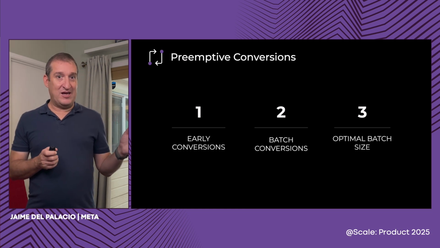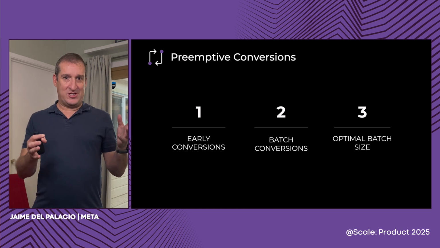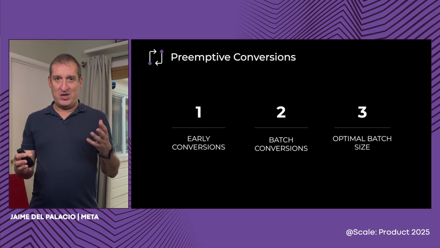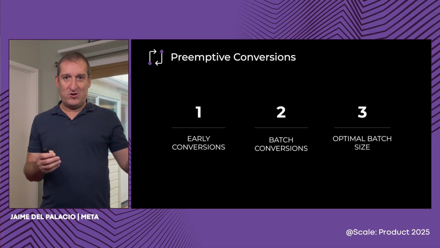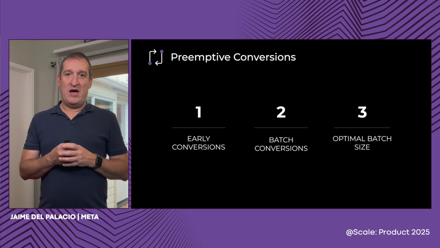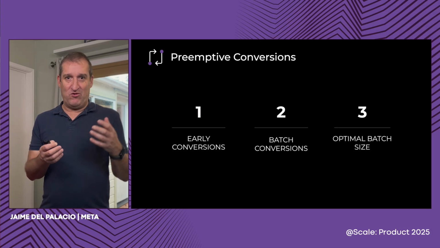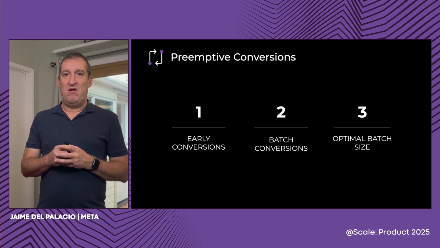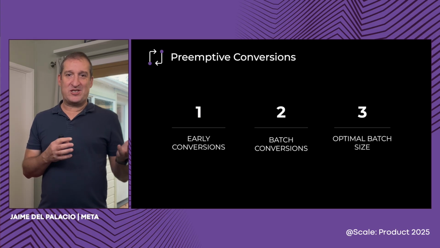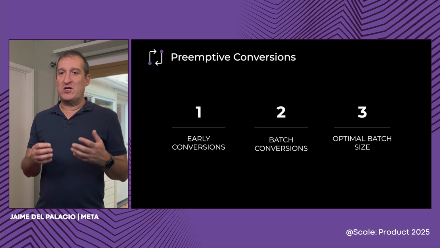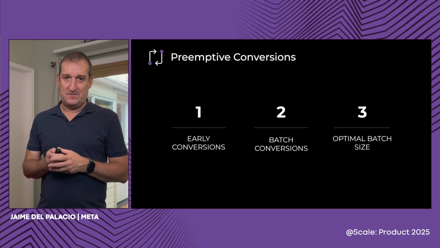Also, from the application, we requested videos in batches, multiple videos at the same time. That would trigger the conversion of many videos, and we have them ready for the user to play. We also tune batch sizes and timing to always be ahead of the user as they scroll.